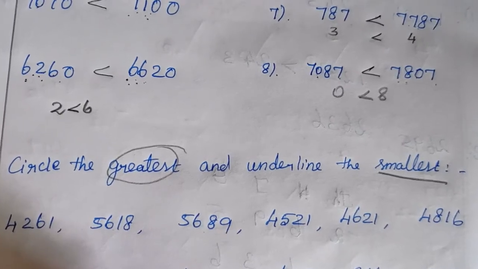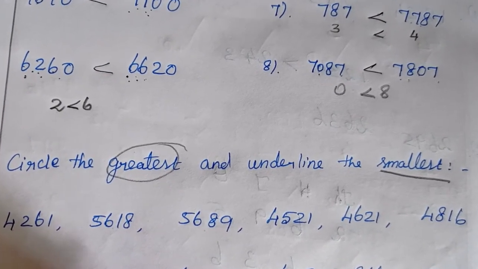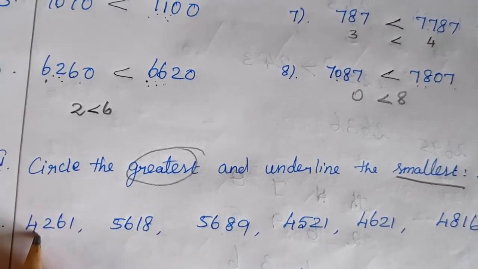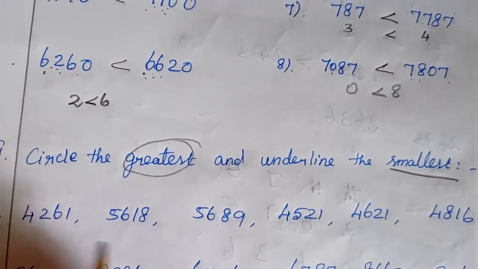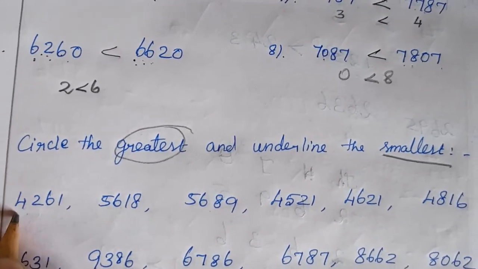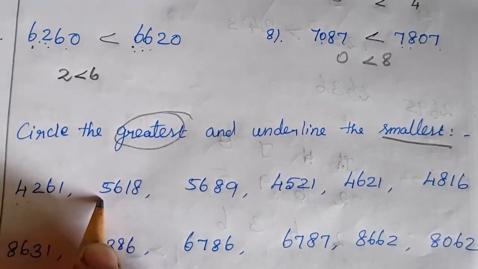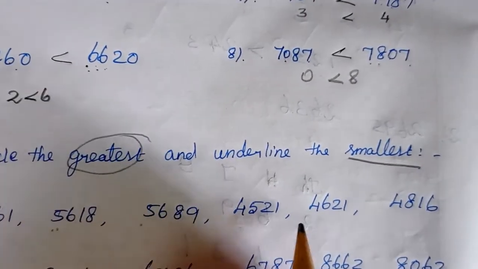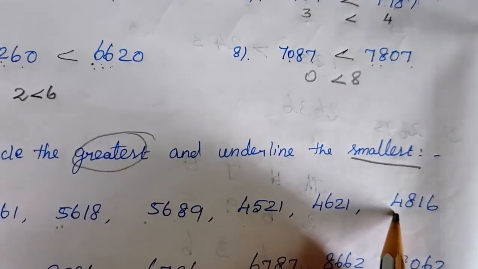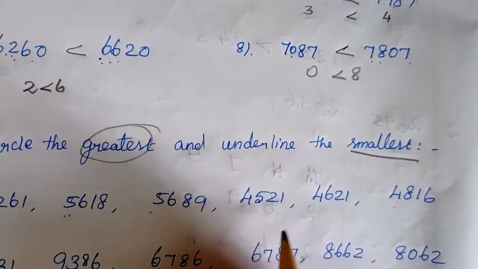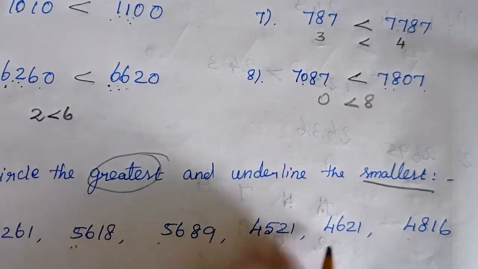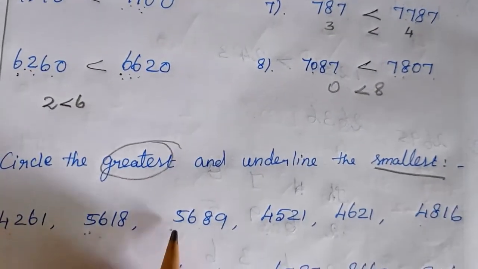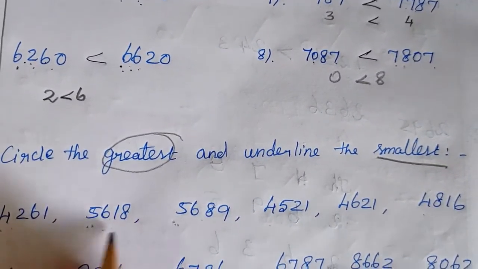Yes, you can compare the digit in the highest place value. So children, compare the digit in the highest place value. The first number is 4, the second number is 5, the next number is also 5, and the next numbers are 4, 4, and 4 in the 1000 place values. So which one is greater, 4 or 5? 5, isn't it? But children, in 5 there are 2 numbers.